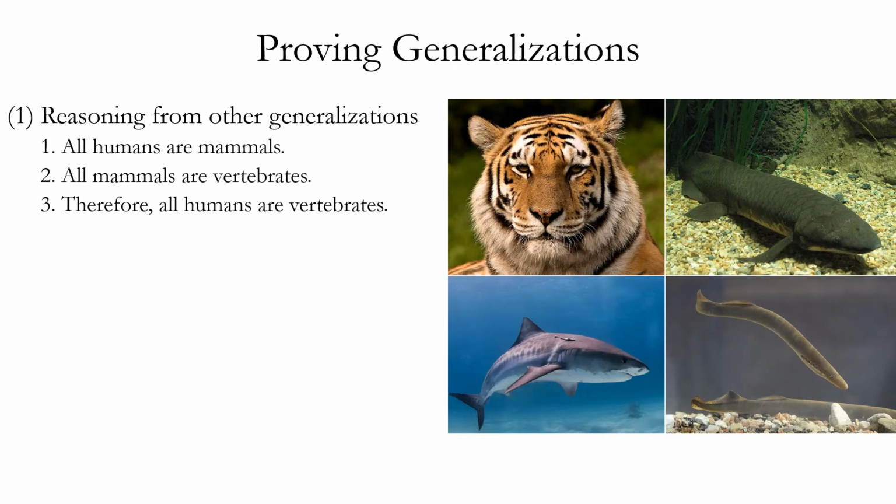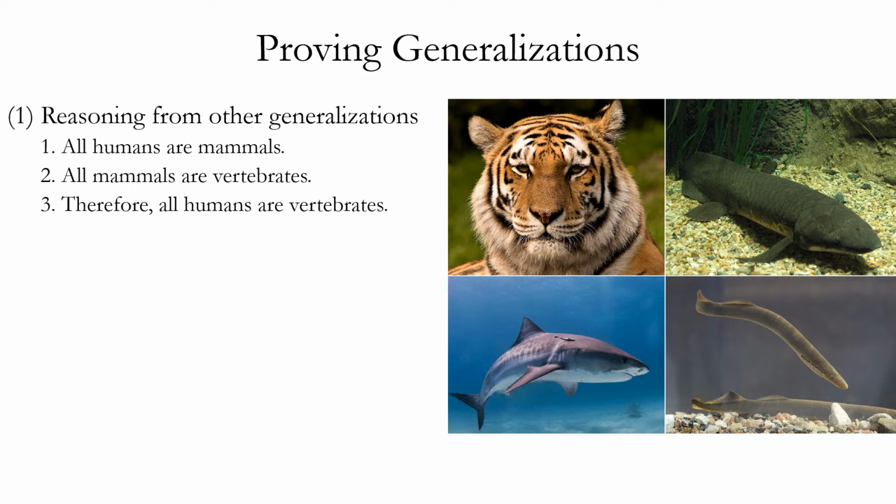So let's talk about proving generalizations. There's two main ways to prove a generalization. One involves reasoning from other generalizations. It's not what this chapter is about. It's mainly about the second type, but it's worth distinguishing between the two because both are common.